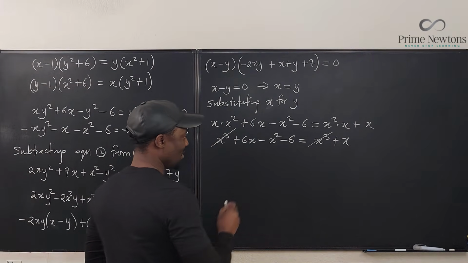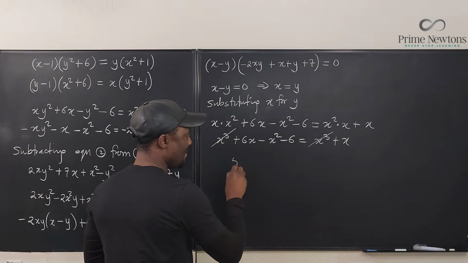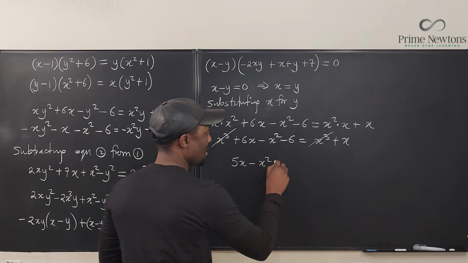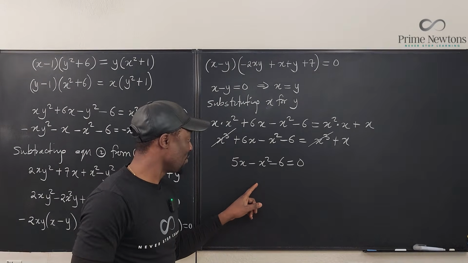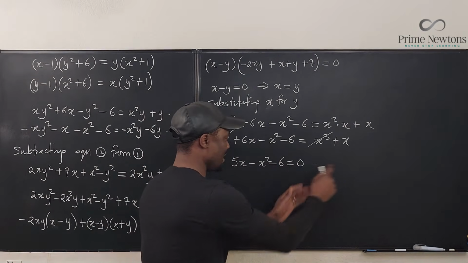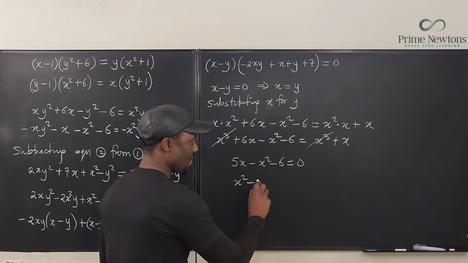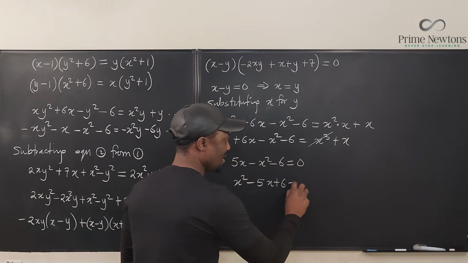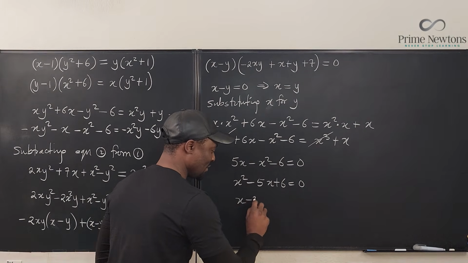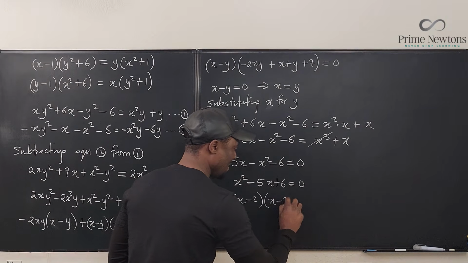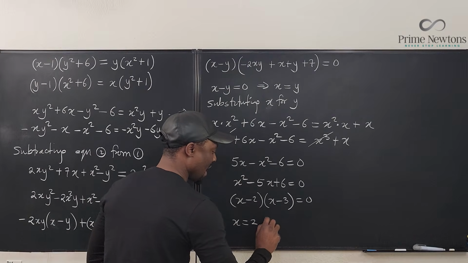What do you have left? You're going to end up with, and then if you move this x over here, you're going to have 5x minus x squared minus 6 equals 0. This is actually a nice quadratic equation where we can say if we move everything here, or you multiply by negative 1, we can rearrange this to become x squared minus 5x plus 6 equals 0. Yeah, this is a common quadratic. This can be factored to give you x minus 2 times x minus 3 equals 0, which implies x equals 2 or x equals 3.